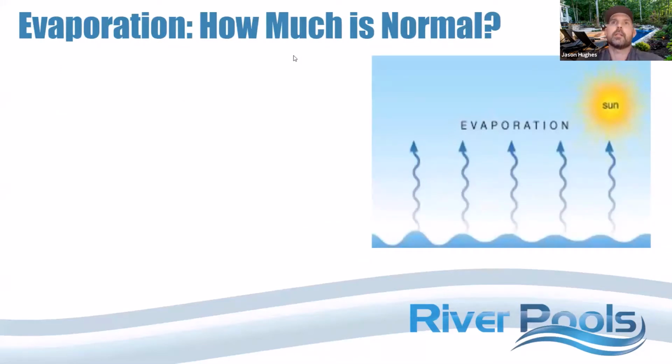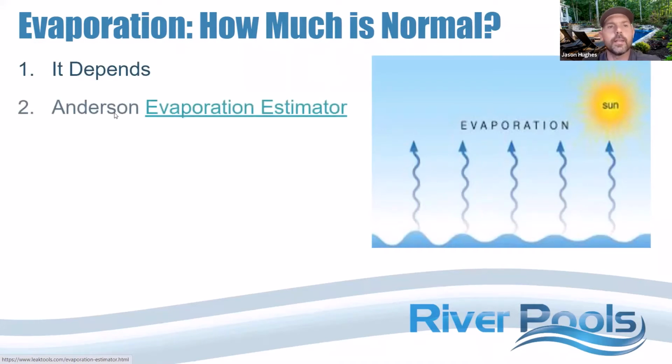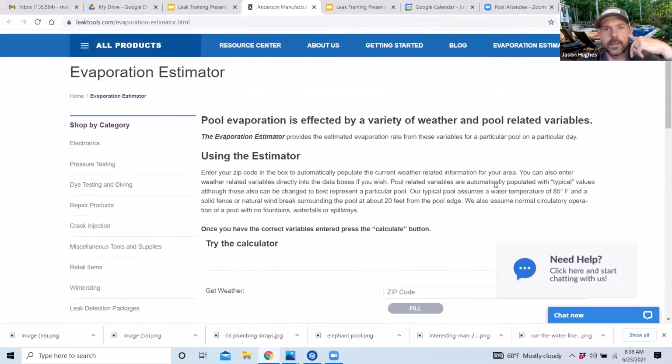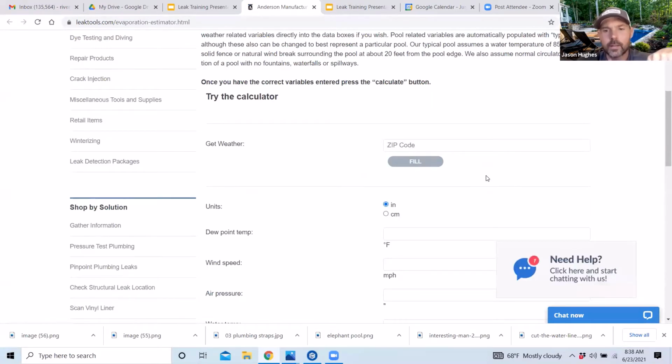One of the things that we know is that we lose water in the pool due to evaporation, but how much evaporation is normal? And the answer is kind of like, how much does a swimming pool cost? The answer is, it really depends. It depends on a couple different things, but there's a really cool tool that the Anderson company has developed, and Anderson is also the leaktools.com company, and they created this evaporation estimator. So what this does is, and you guys can see that, correct? I switched screens, you guys are good?